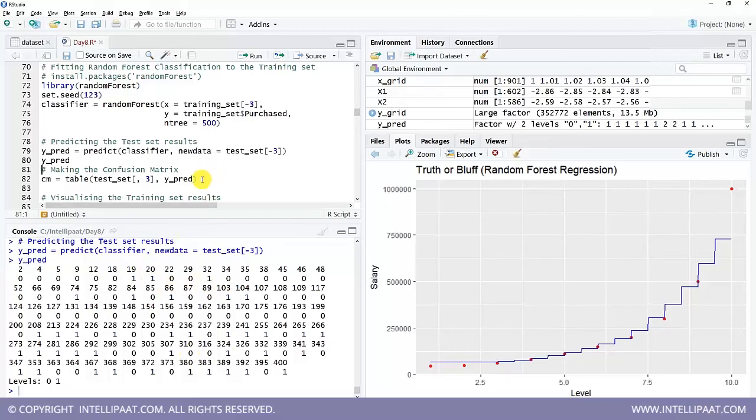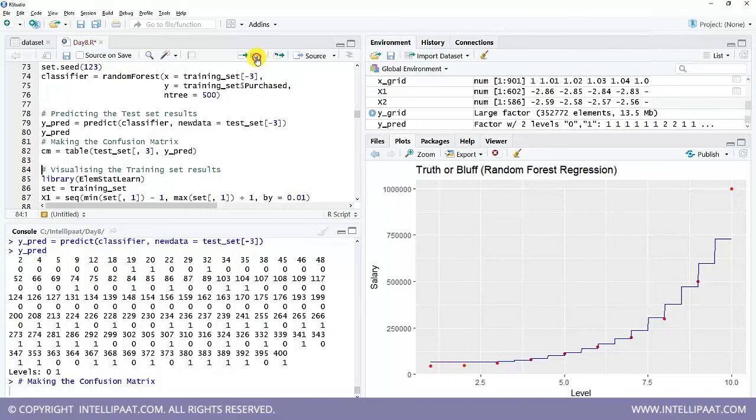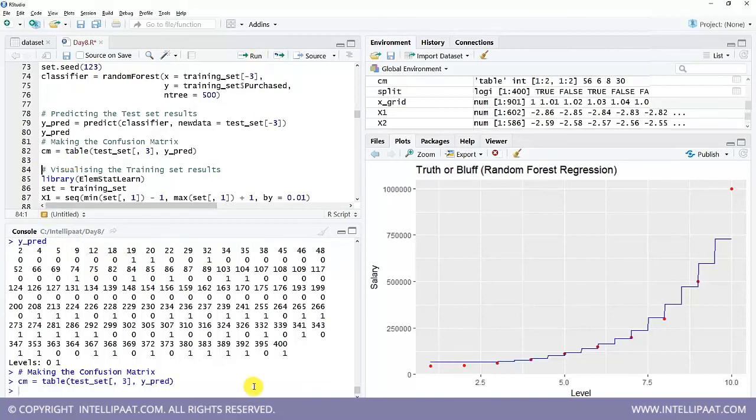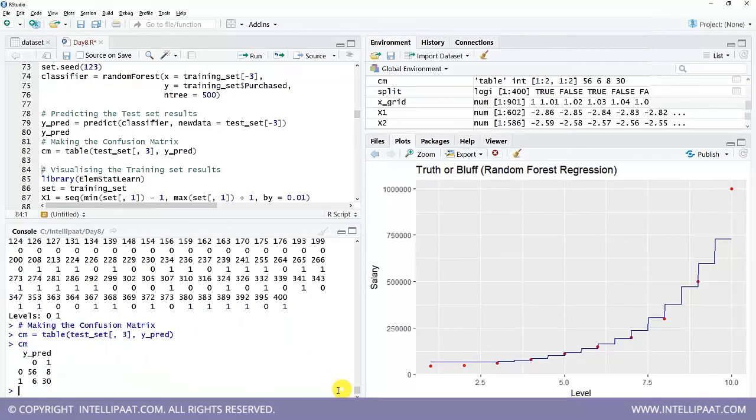Now let us do the confusion matrix to understand how many false positives and how many false negatives are there. So to display the confusion matrix, I again enter cm, and this is the prediction. This is the confusion matrix. How many false negatives are there? Why? This is a prediction. This is the actual value.